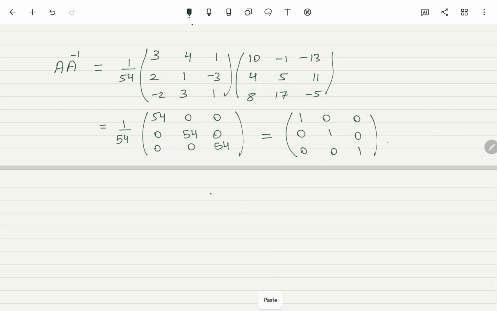Let's define orthogonal matrices. A matrix is said to be orthogonal if A transpose A equal to 1 or A transpose equal to A inverse. One of these conditions should be satisfied in order to call the matrix an orthogonal matrix.